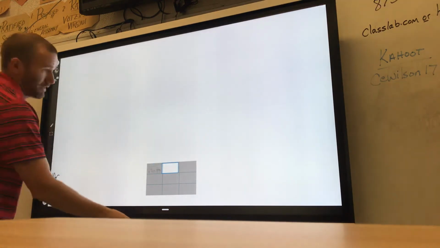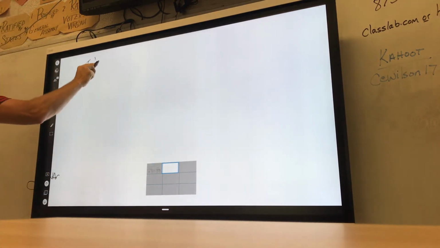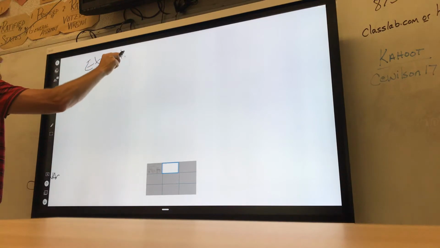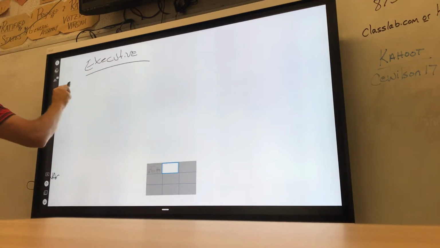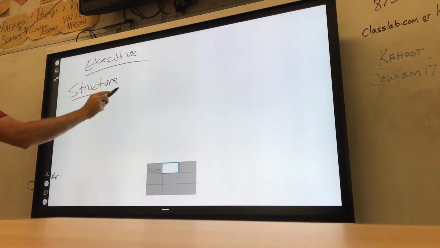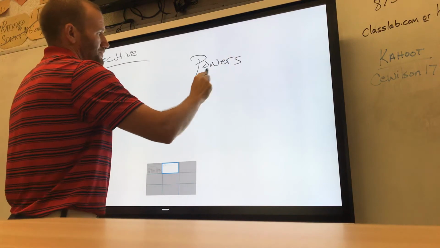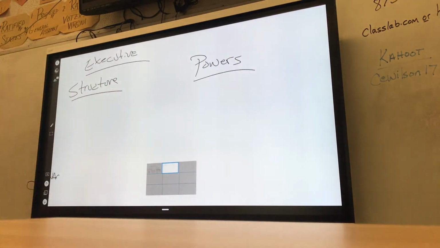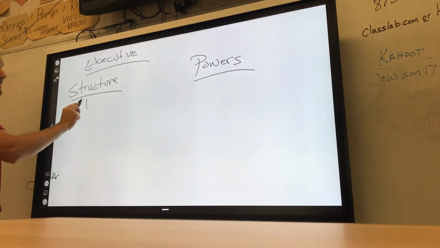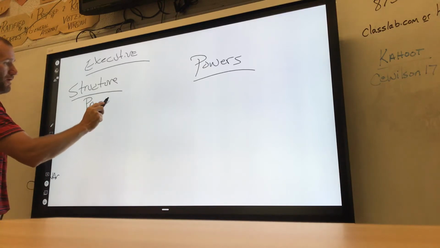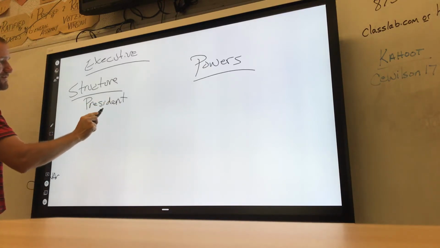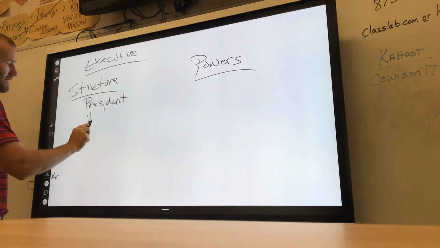Alright, so now if we look at the executive branch, not as much. You need to know the structure, which will not be hard because again, it's on the wall, and know the powers. The structure of it, what's at the top? President. Below the president, Vice President.